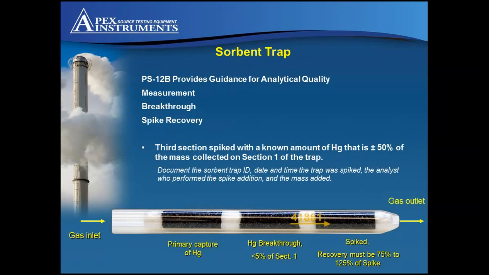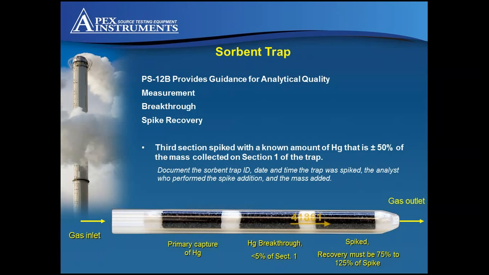The last section, or the spike section, starts out with a known value of mercury, and during analysis it's determined that that mercury is still there at between 75 and 125% of its original amount. Again, this is to verify that mercury is not being bleached or burned out of the trap during the sample run.